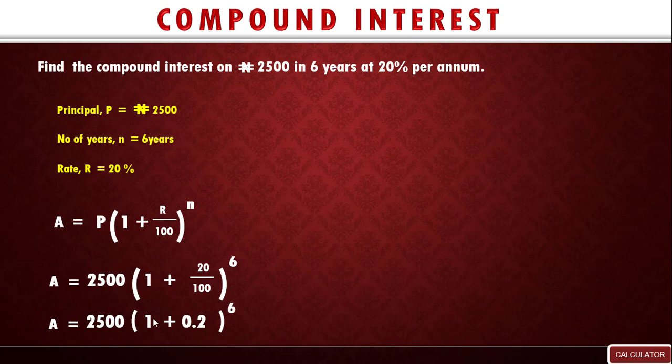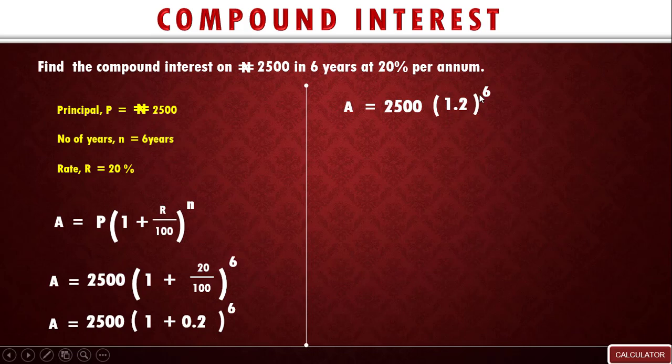Okay, the next thing now is to add what is inside this bracket. That's 1 plus 0.2. That will give 1.2. You can also use your calculator to do that. So we have A equals 2,500 open bracket 1 plus 0.2, which gives 1.2, then close the bracket, raised to power 6. Okay, the next thing to do now is this 1.2 raised to power 6. So that means we have A equals 2,500 multiplied by, you know that bracket means times. So that's the reason why we put the times here.